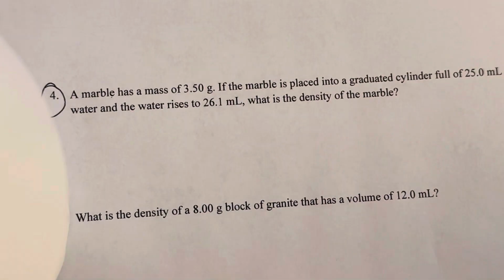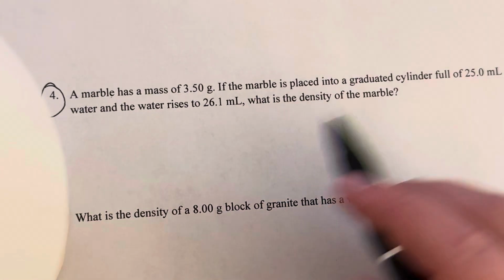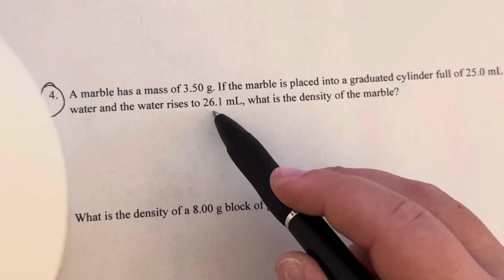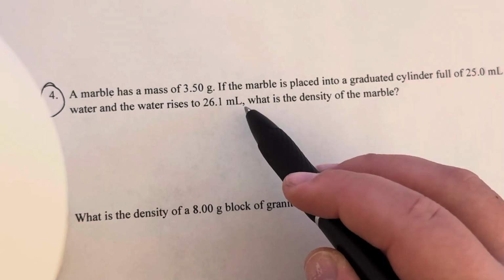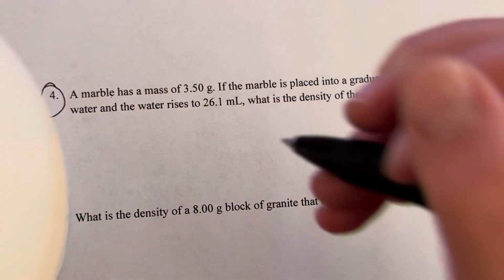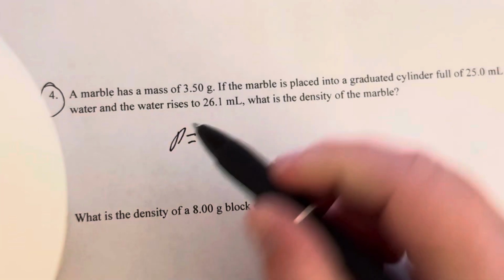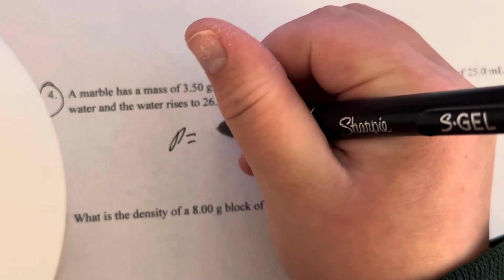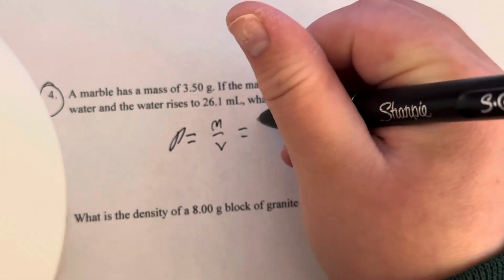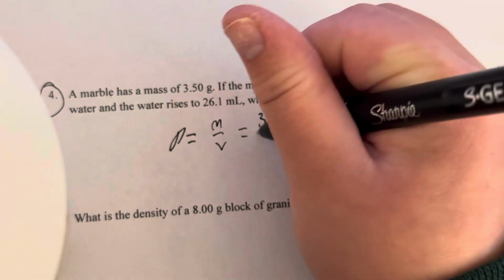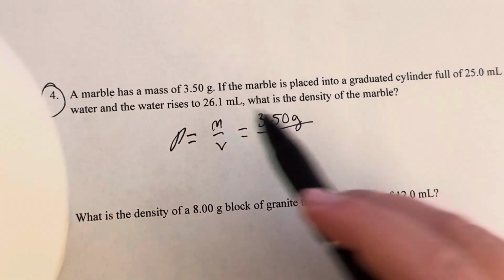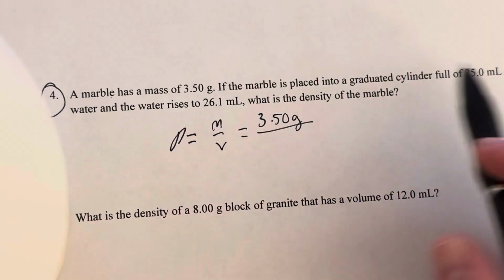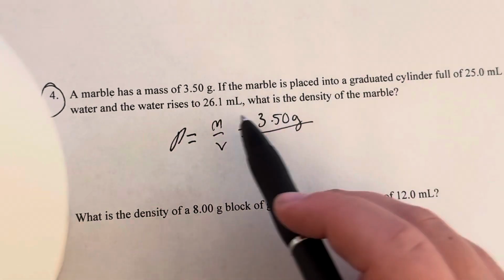Number 4 says, a marble has a mass of 3.50 grams. If the marble is placed into a graduated cylinder full of 25 milliliters of water, and the water rises to 26.1 milliliters, what is the density of the marble? So set up our equation. We know the mass right off the bat. Mass is 3.50 grams.